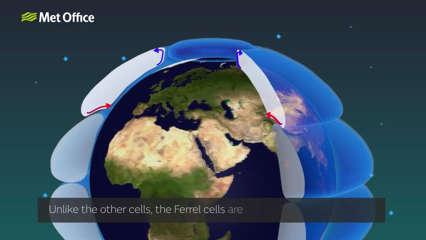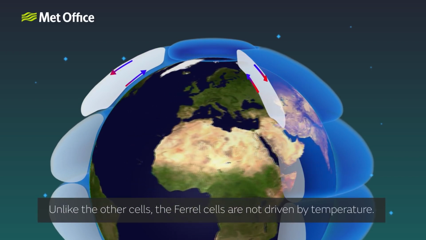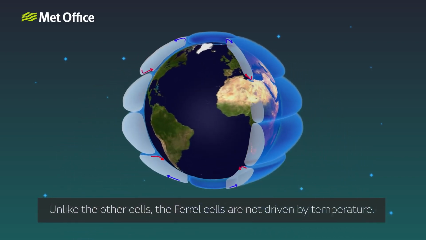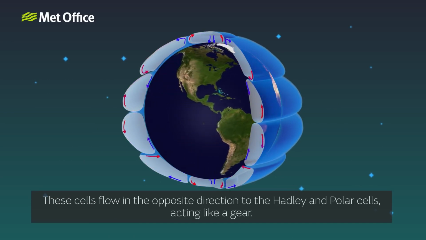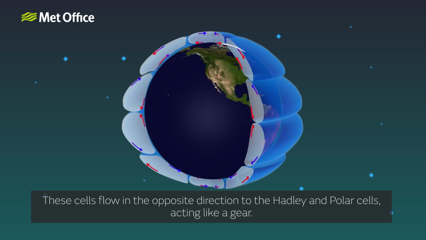Unlike the other cells, the Ferrel cells are not driven by temperature. These cells flow in the opposite direction to the Hadley and polar cells, acting like a gear.